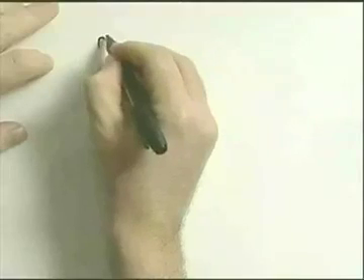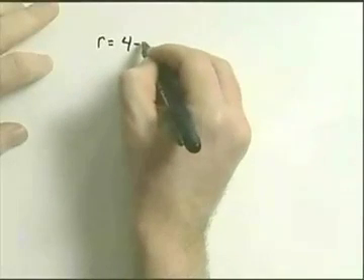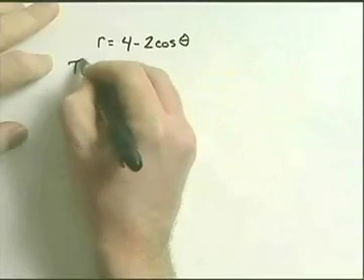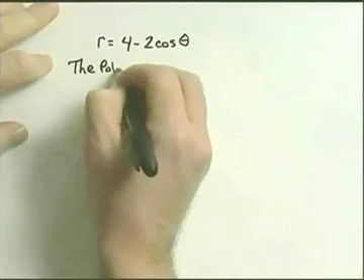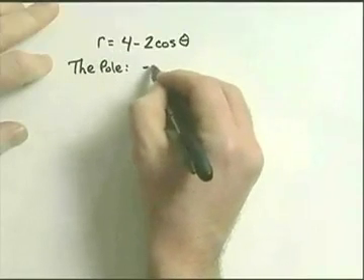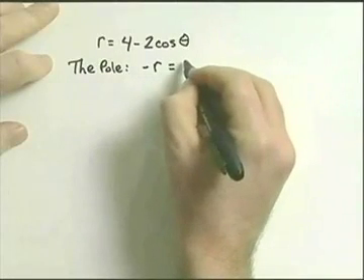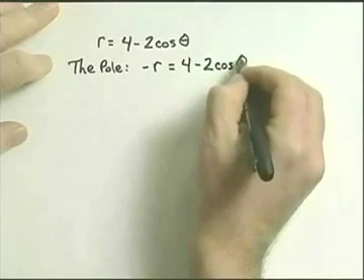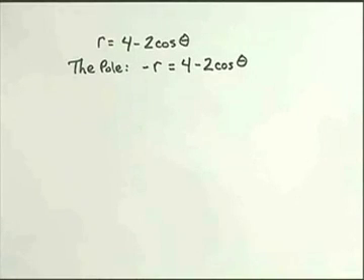Next, what we're going to do is check for symmetry with respect to the pole. To check the equation r equals 4 minus 2 cosine of theta for symmetry with respect to the pole, what I'm going to do is replace r by negative r. So I get negative r equals 4 minus 2 cosine of theta, and we can see that this is not equivalent to the original equation, so the graph may or may not be symmetric with respect to the pole.